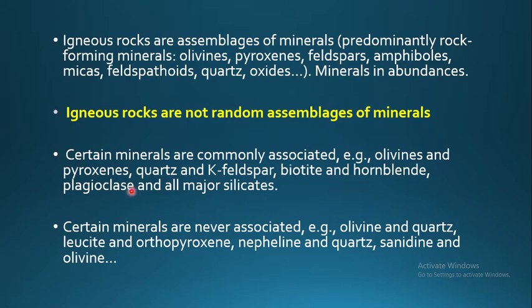Then there are certain other minerals that are never associated. Some minerals are never associated, that is olivine and quartz. Here olivine and pyroxene will form, quartz and feldspar will form, biotite and hornblende will form, everything will form. But certain minerals won't occur together, that is olivine and quartz. So always remember that in igneous rock, olivine and quartz won't occur at the same time in the same rock. The next is leucite and orthopyroxene.